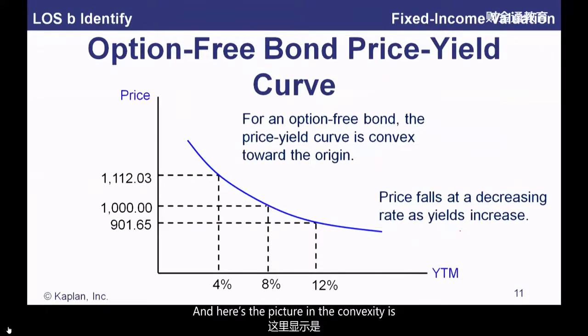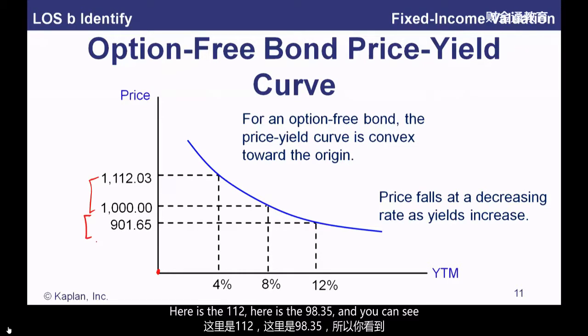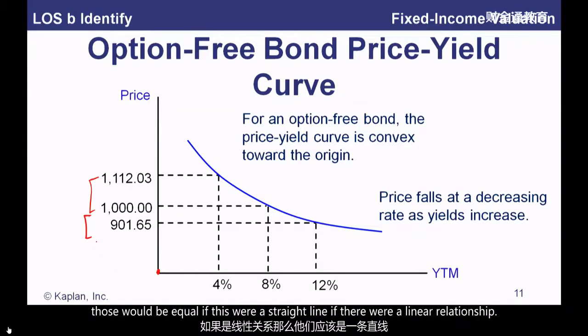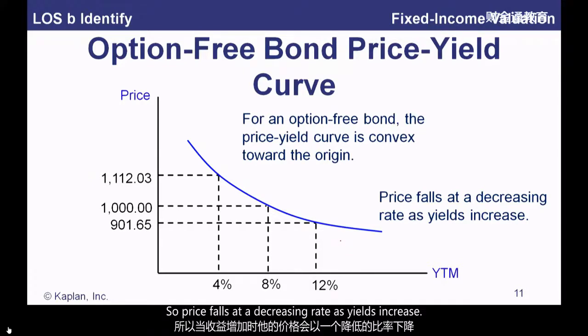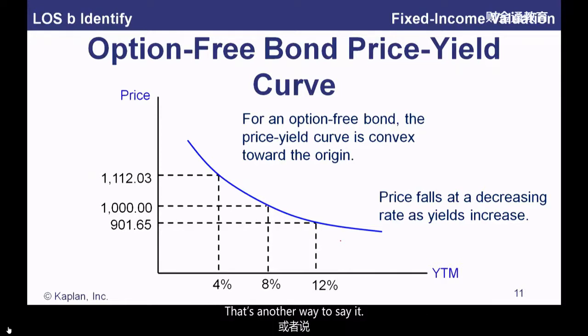And here's the picture, and the convexity is that this is bowed out. It means it's not a linear relationship, and it's convex toward the origin down here. And so this also illustrates that. Here is the 112, here is the 98.35, and you can see those would be equal if this were a straight line, if that were a linear relationship, but it's not, it's convex toward the origin. So price falls at a decreasing rate as yields increase. That's another way to say it.